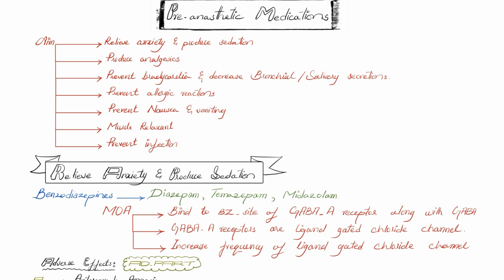Now, time comes for pre-anesthetic medications. Why do we use pre-anesthetic medications? It means that before anesthesia, we use a group of medicines. The aims of those medications are to relieve anxiety and produce sedation, or produce analgesia, or prevent bradycardia and decrease bronchial and salivary secretions, or prevent allergic reactions, or prevent nausea and vomiting, or medications used as muscle relaxants, or antibiotics used to prevent infection. So these are the aims of using pre-anesthetic medication.